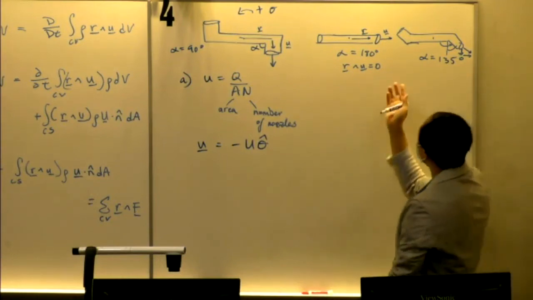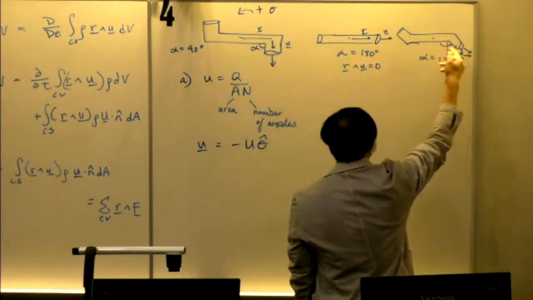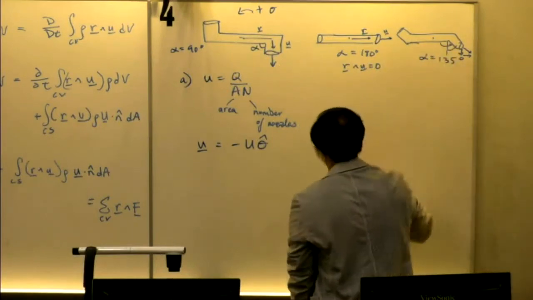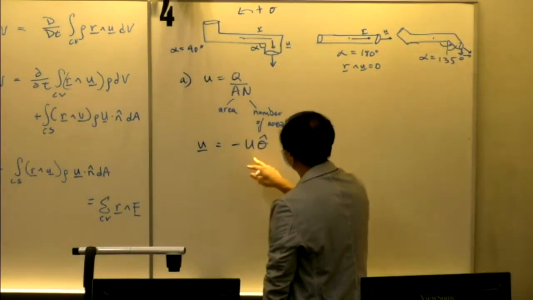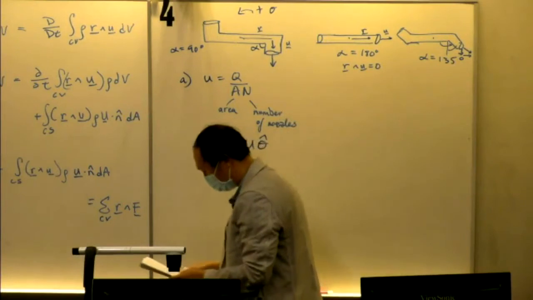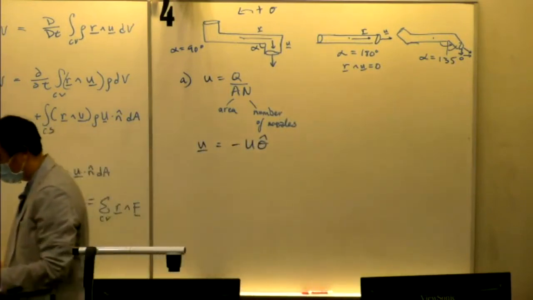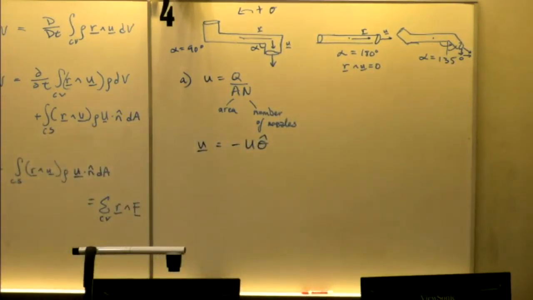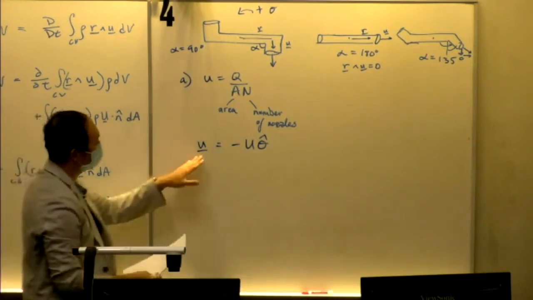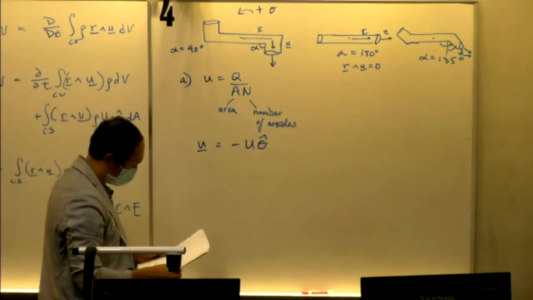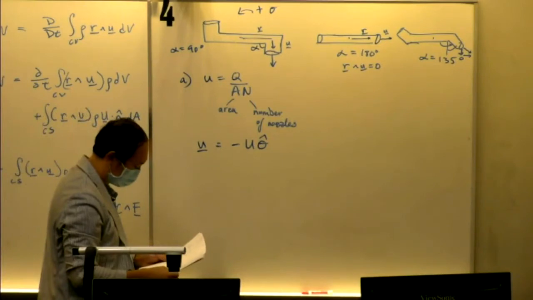So you're right, if we did have some alpha of non-zero, non-90, you would have to take that into account. And you would take that into account in the r cross u, but not in the flux term. So we would still keep u defined like this. When we get to the flux term, I'll talk about where we do that.